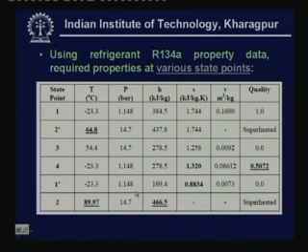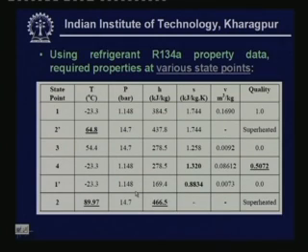And then comes point 4, which is the exit of the expansion device or inlet to the evaporator. At this point, as I have already told you, we know the temperature and pressure, and we also know the enthalpy, because the enthalpy at point 4 is same as the enthalpy at point 3. So, using the pressure and enthalpy data, we find the rest of the properties, that is entropy and specific volume.